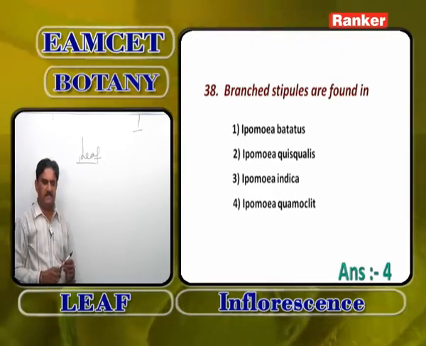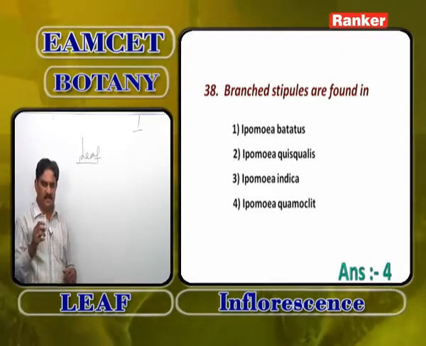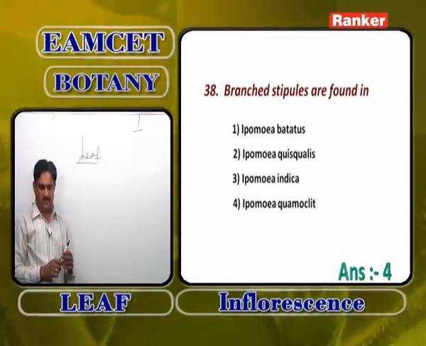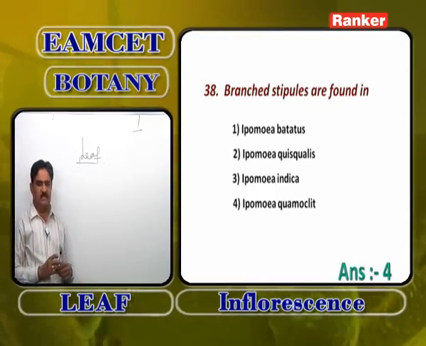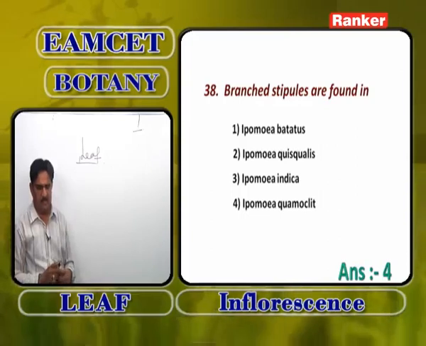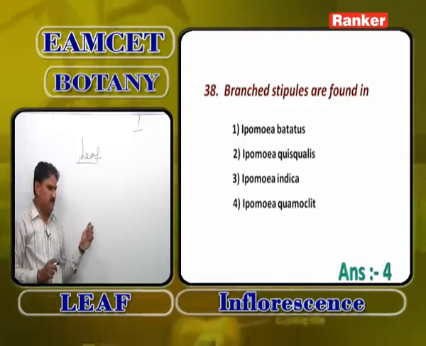Ipomoea batatas is a special root. Why? Single adventitious roots become tuberous. Ipomoea quisqualis is not there. Ipomoea indica is not there. Ipomoea quamoclit shows branched stipules.